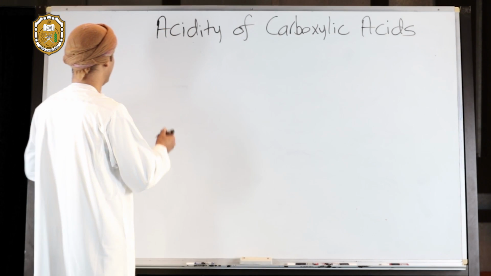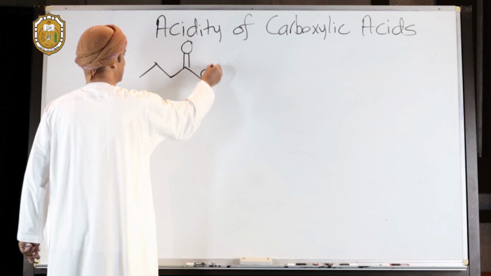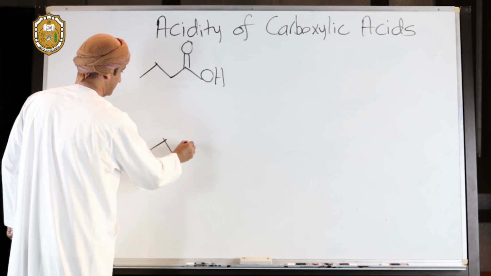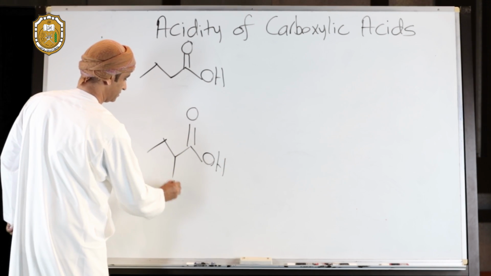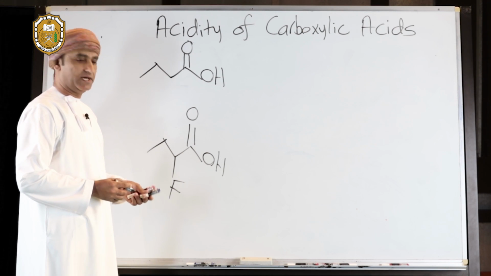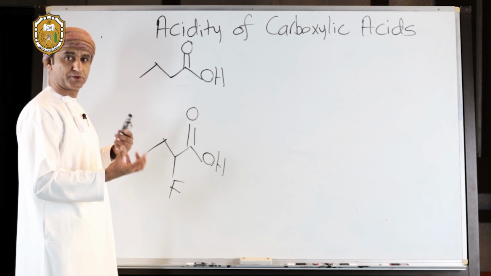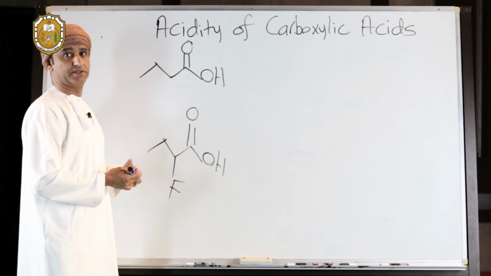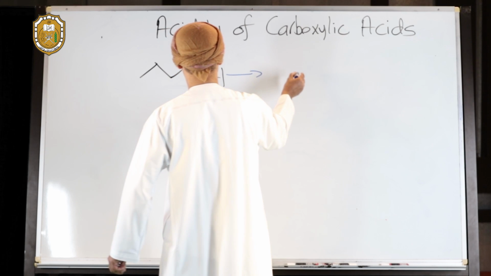Let's take butanoic acid as an example and 2-fluorobutanoic acid as another. In order to judge, if you like, or compare the acidity of these two carboxylic acids, of course, we need to look at the corresponding conjugate bases. So let's draw the conjugate base of this first carboxylic acid.